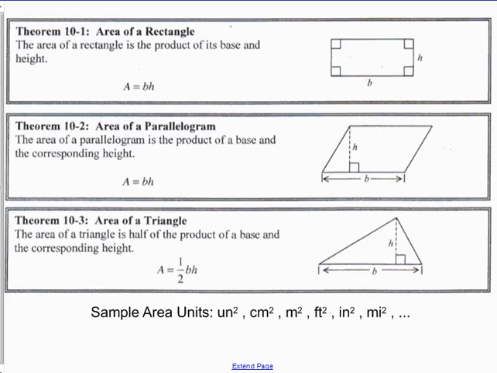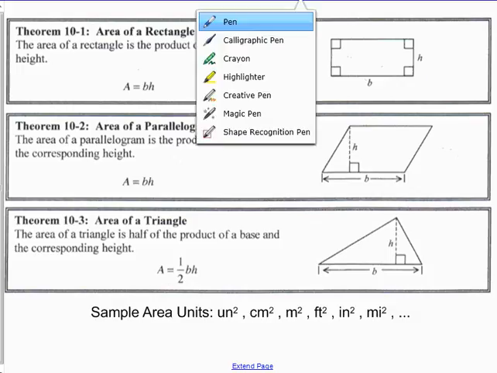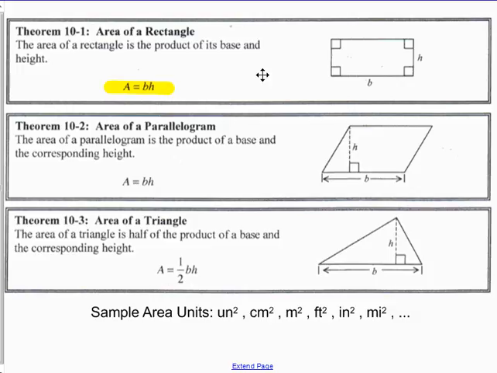So now when we're looking at the area of a rectangle, the area of a rectangle is base times height. That's the formula that you use. The area of a parallelogram is base times height. And the area of a triangle is 1/2 base times height. Now remember, when we are working with area, we are working with square units. So you always will have to have a square unit associated with your answer.